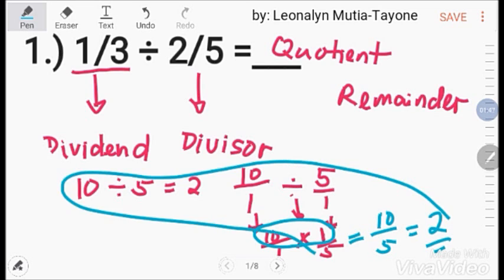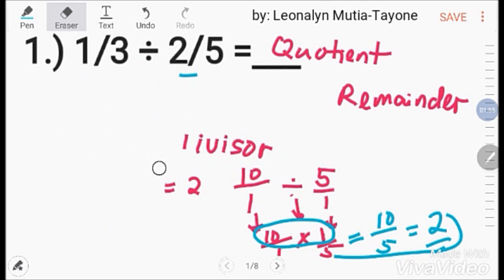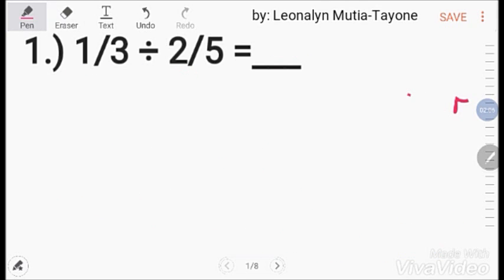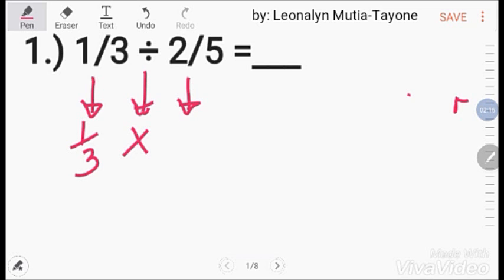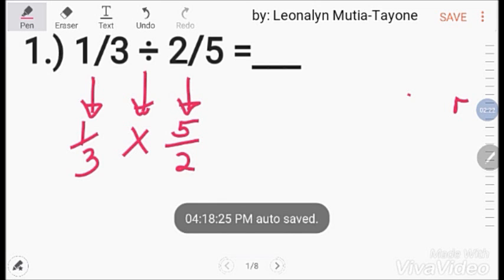In-explain ko itong whole numbers kasi yan din ang mangyayari natin sa fraction. As in, ganun-ganun lang din. Ngayon, isolve natin itong number 1. Itong si dividend, kopyahin lang. Itong division na to maging multiplication. At itong si divisor ay reciprocal ng 2/5, that is 5 over 2.